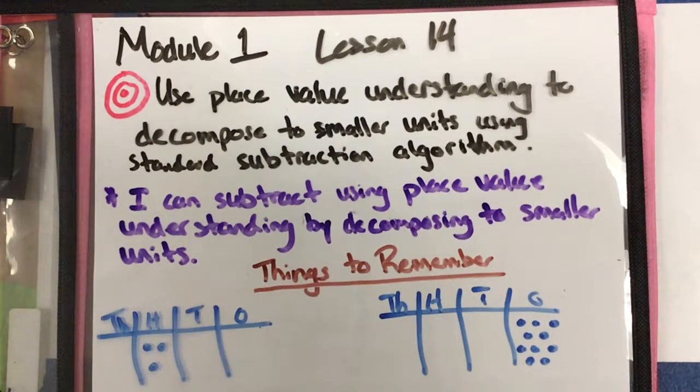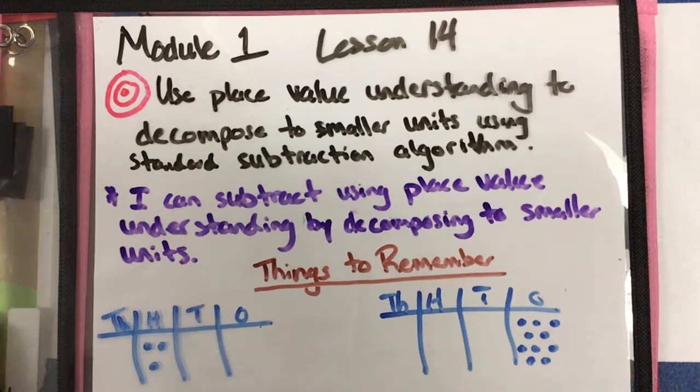Hi, fourth graders. Today we're looking at Module 1, Lesson 14, and our target for today is to use place value understanding to decompose, or break down, to smaller units using the standard subtraction algorithm. And if you don't understand what that means, we're still just subtracting using place values by breaking down into smaller units. Now, what does that look like?